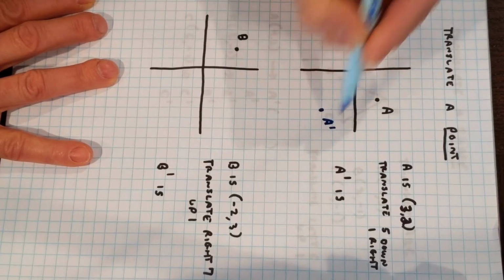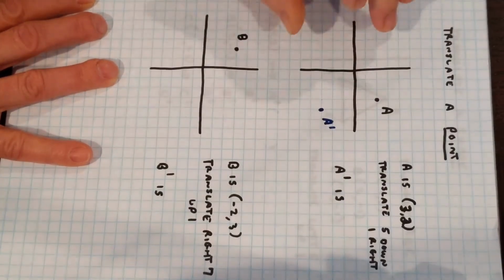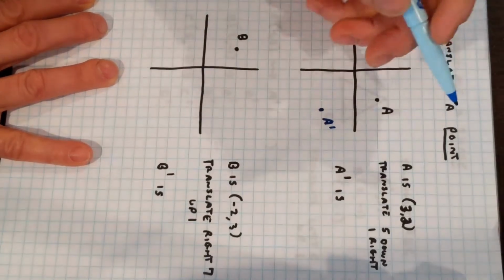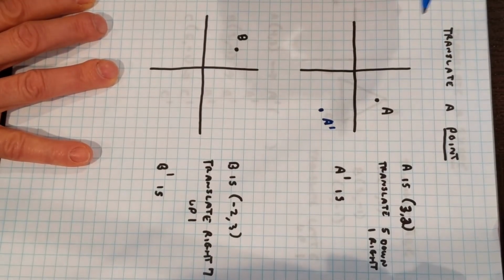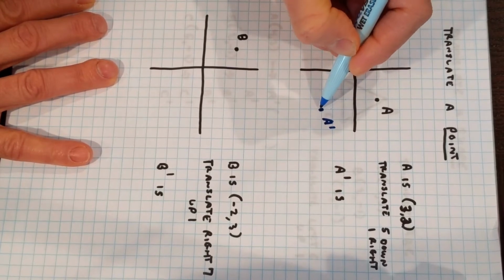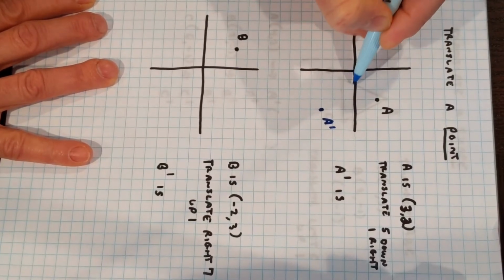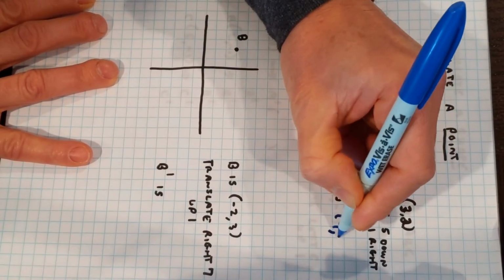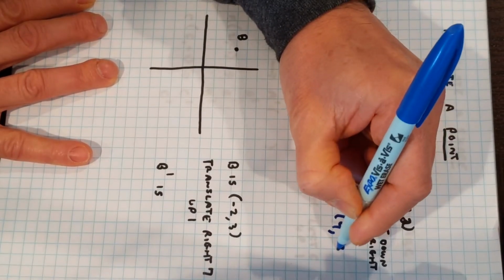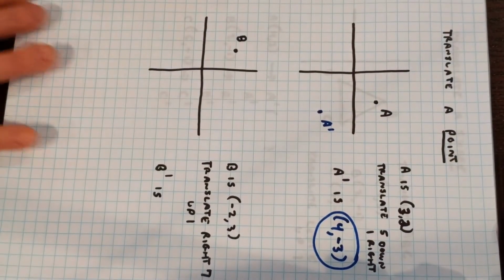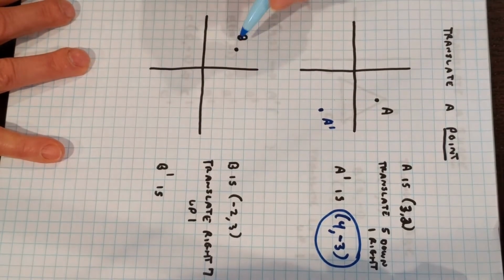A prime. Okay. And I know you may not have graph paper, but you can visualize this if you need to, or go on Google graph paper and then just print some off if you need it. But all I have to do now to create this new point is write that point. It's 1, 2, 3, 4, 1, 2, 3 down. So the new point is (4, -3). There you have it.